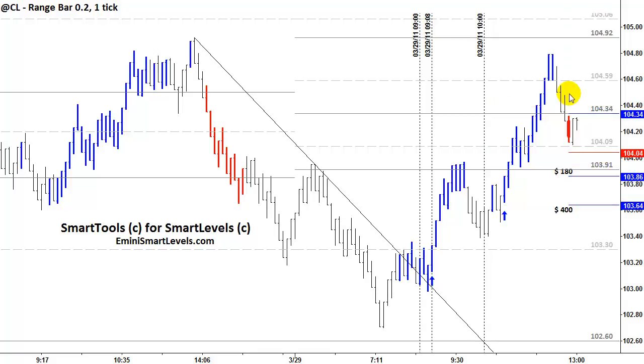This short setup right here does not trigger, as you can see, and it is in no man's land in any case. And that's all she wrote.